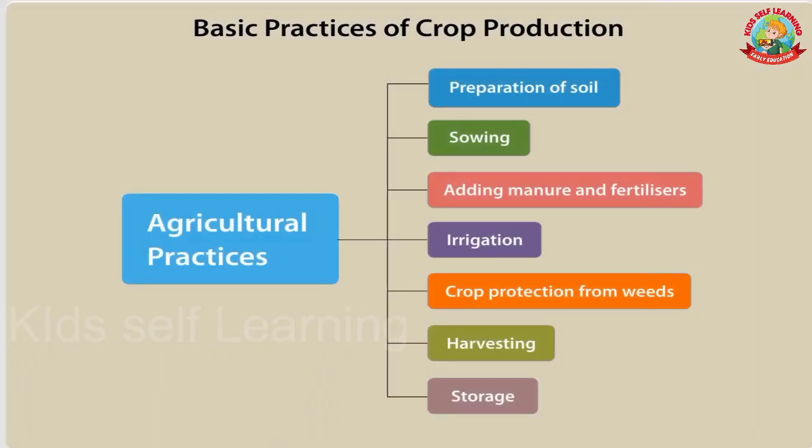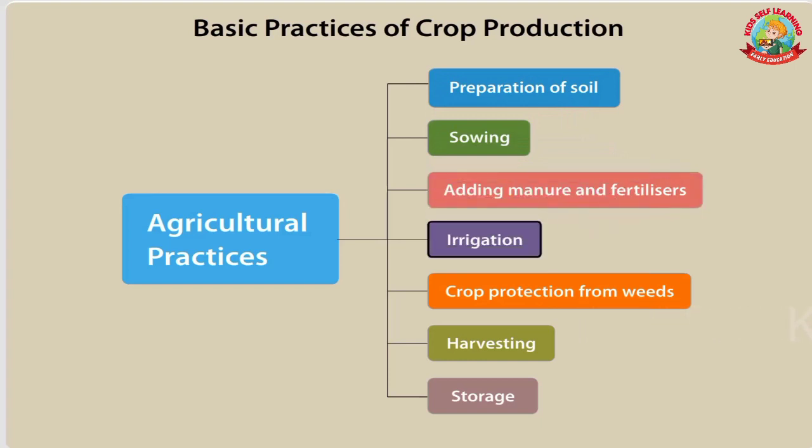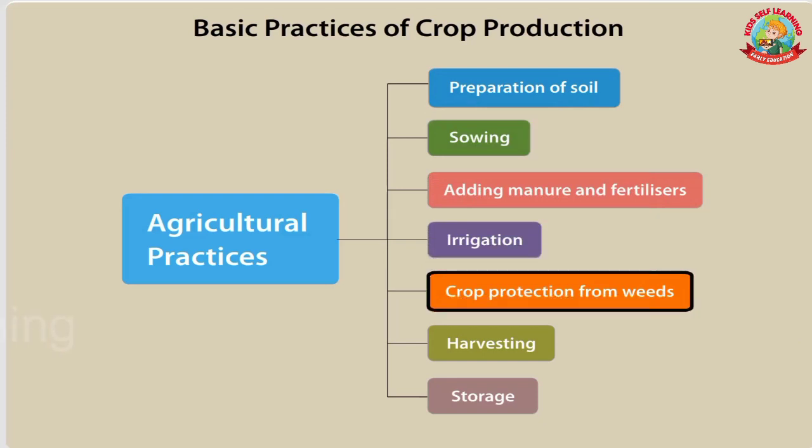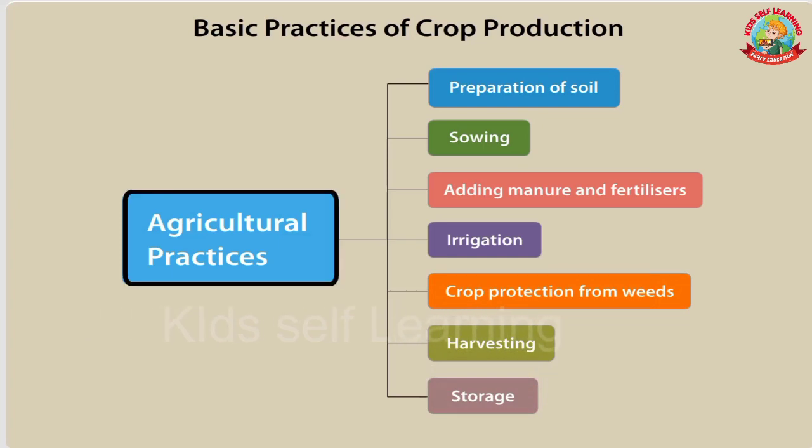Many activities are performed by the farmers during cultivation of crops, such as preparation of soil, sowing, adding manure and fertilizers, irrigation, crop protection from weeds, harvesting, storage. These activities are termed as agricultural practices.